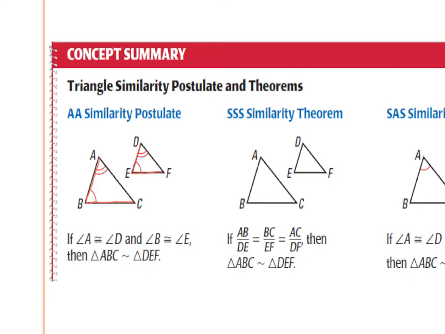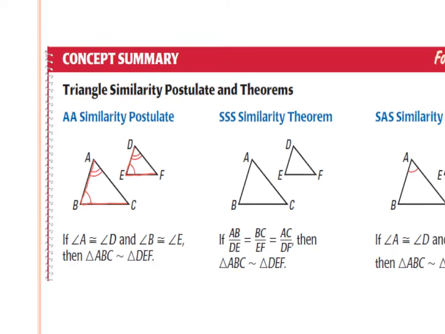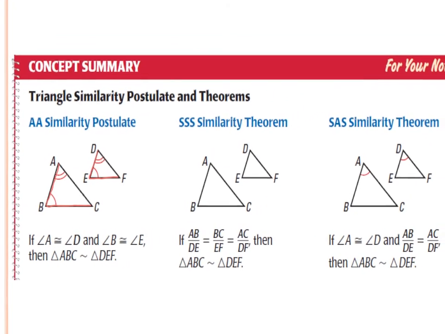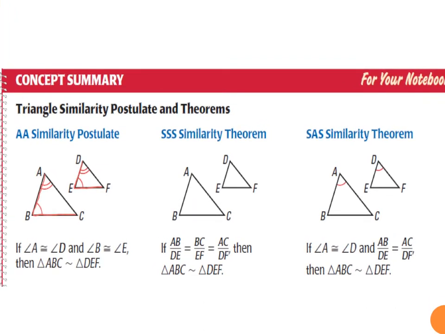The second was SSS, and we need to verify that all 3 sides are proportional. So we need to compare all 3 corresponding sides and that they're all proportional. Again, meaning that they make the same fraction. Check all 3 sets. You can't just assume that they are unless somebody tells you they're already similar. Well, then you know those sides would be proportional.